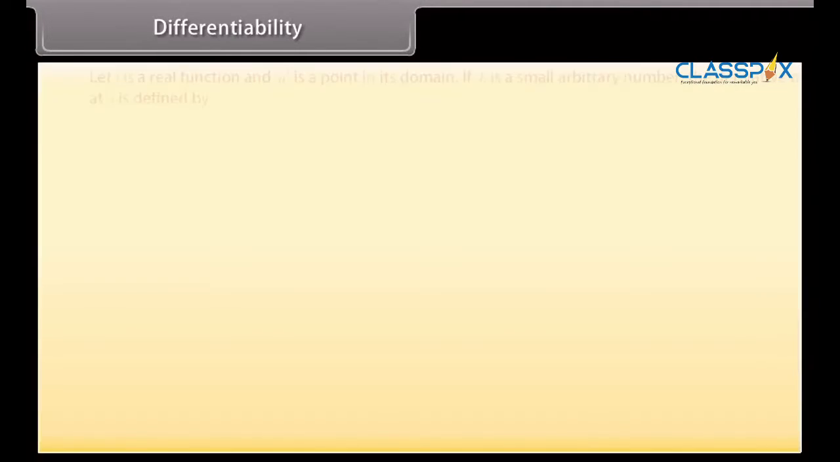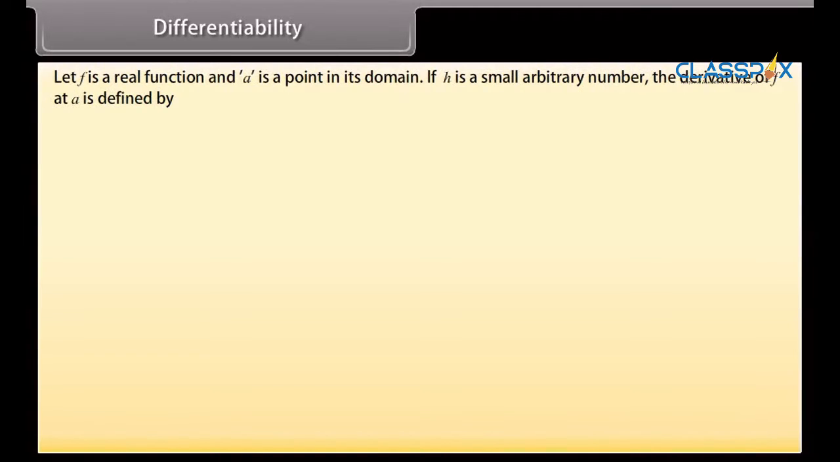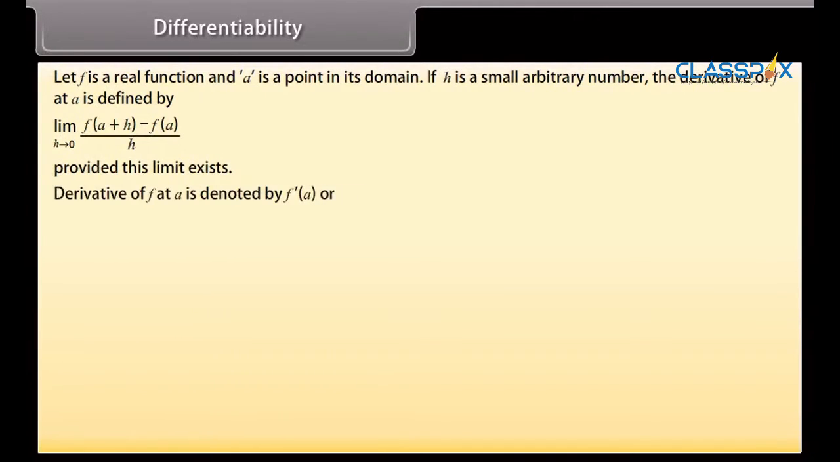Differentiability. Let f be a real function and a a point in its domain. If h is a small arbitrary number, the derivative of f at a is defined by limit h approaches 0 of (f(a + h) - f(a))/h, provided this limit exists. The derivative of f at a is denoted by f'(a) or d/dx of f(x) at x = a.